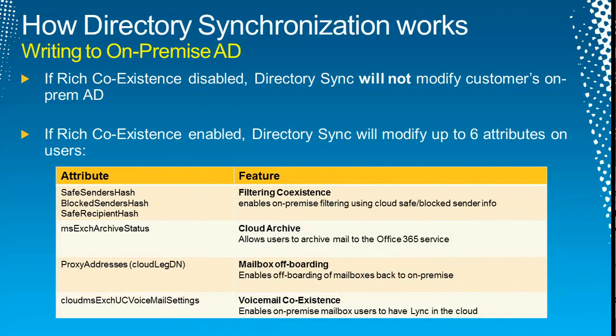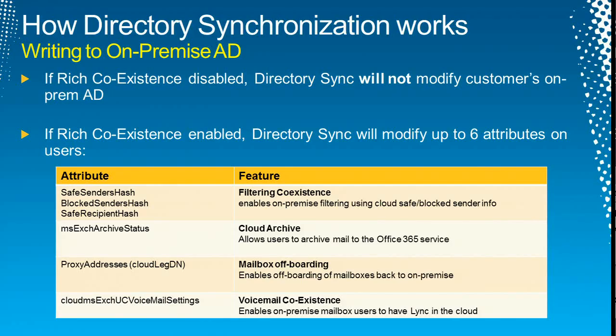For rich coexistence, first of all, if you don't have rich coexistence turned on, we will never modify your on-premise AD. It's a read-only situation as far as we're concerned. If you do enable rich coexistence, however, we'll modify up to 6 attributes on users and contacts.